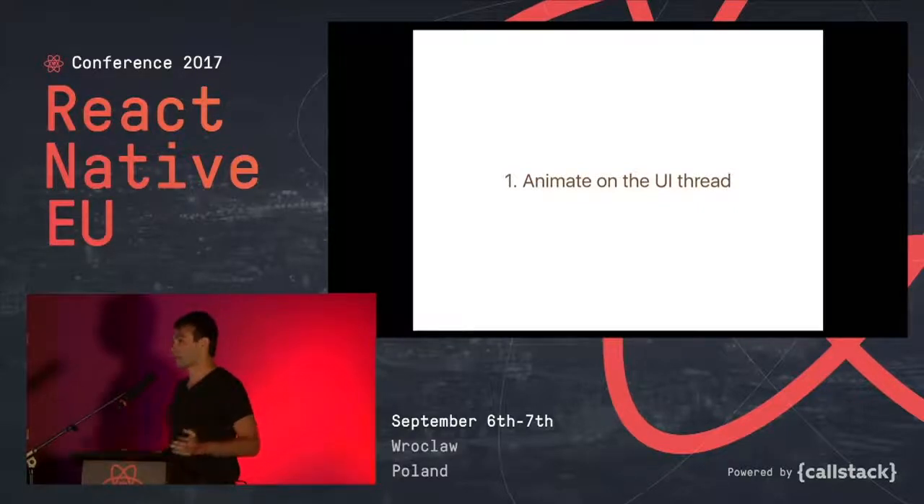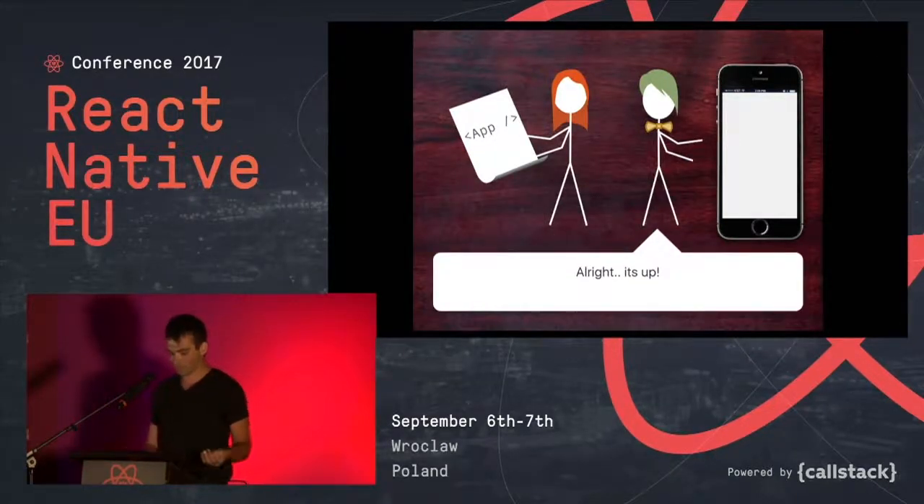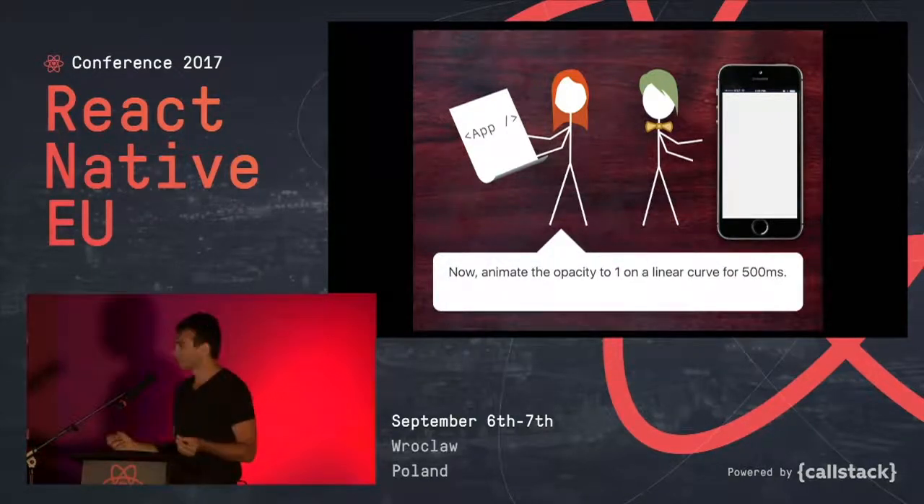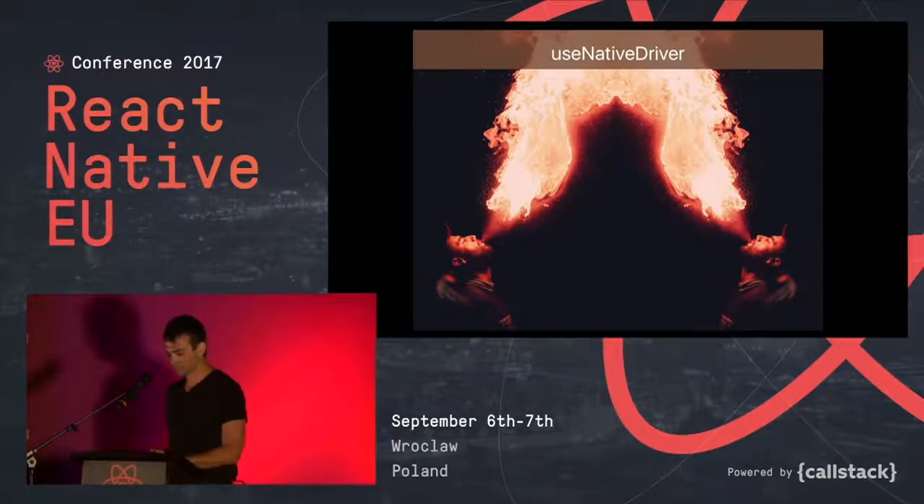And a lot of you guys are probably saying, wait a second, this isn't a hack. This is just straightforward, right? She'll say create a view with opacity 0, no problem, and then animate it on a certain timing to 1. No problem. This is just use native driver. It's this awesome feature that we have in React Native, right? I'm sure some of you have already been playing with this.